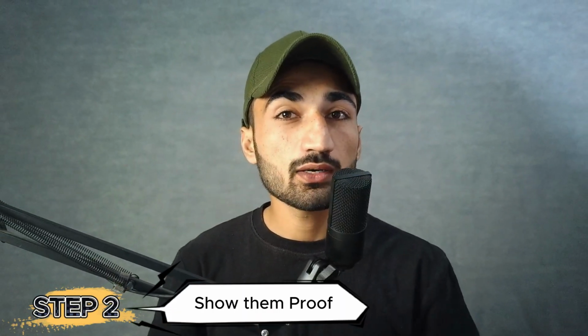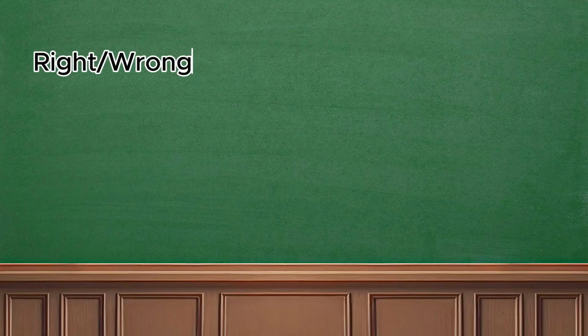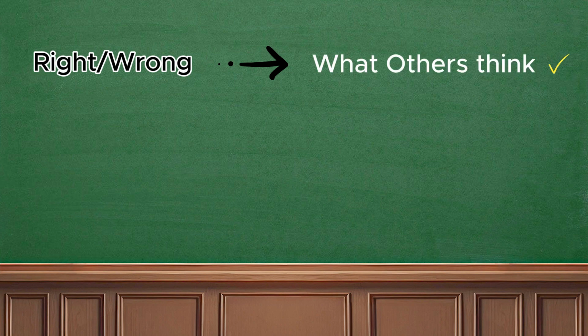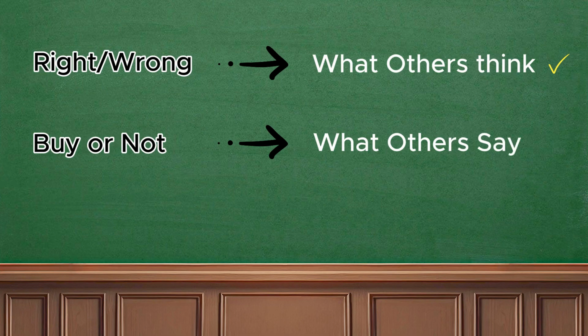But after confirming the click, now they know they are at the right place and they might need it, which is that first factor that we consider before buying a product or service. And that takes us to our step number 2, which is called show them proof. And you know what's something interesting about us? For deciding what's right or wrong, we like to see what other people think about that. And similarly, to make a decision about buying a product or service, we like to see what other people say about that. And this is what we are going to do here.